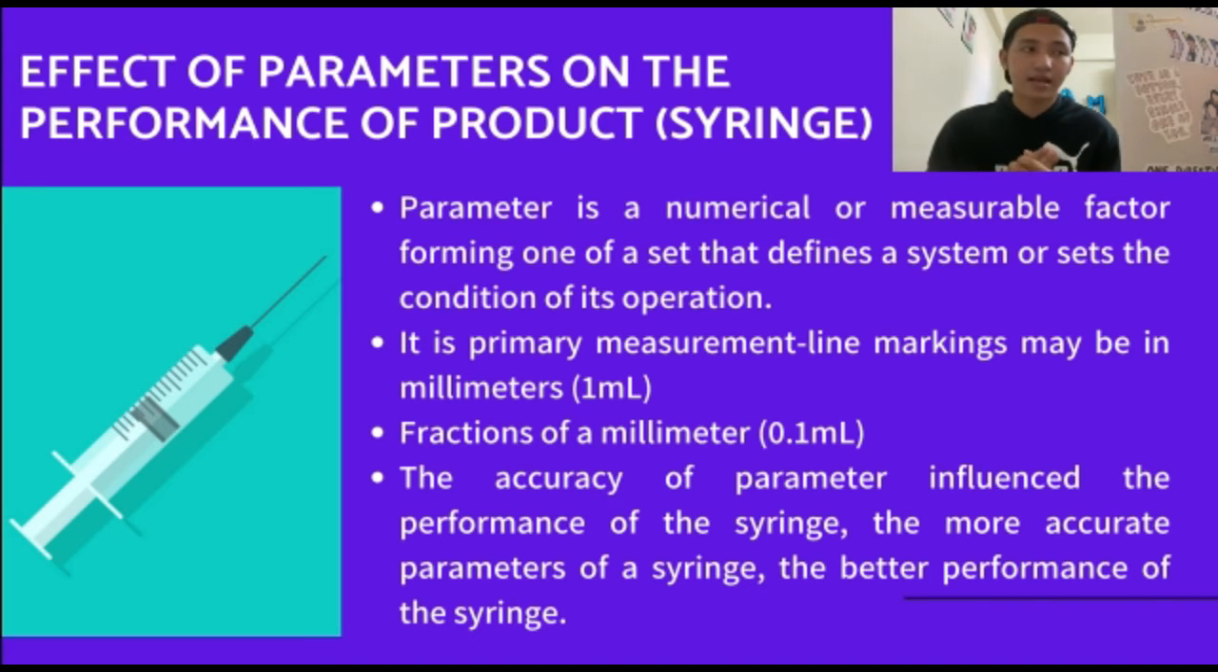Depending on the capacity of a shrink, its primary measurement line marking may be in milliliters, such as 1 milliliter, 2 milliliter, and 5 milliliter, or fraction of a milliliter, such as 0.1 milliliter, 0.2 and 0.5 milliliter. The larger the capacity of a shrink, the more space there will be in between the measurement line. Okay, the accuracy of the parameter on the shrink is the main reason in influencing the performance of a shrink. Perfect parameter give the best performance for the shrink to be used.